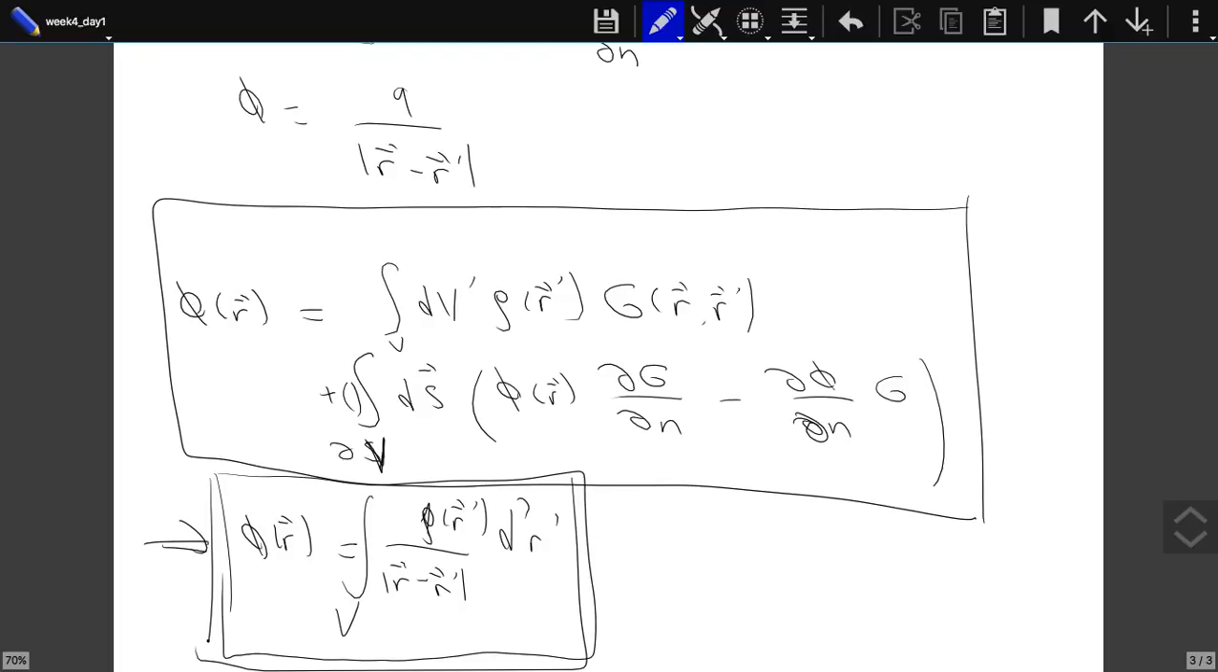If we equate these two. Oh, so that is your question. So you are trying to ask, in this one we only have a volume integral, in this one we have a volume and a surface integral. Is that the question? Okay.